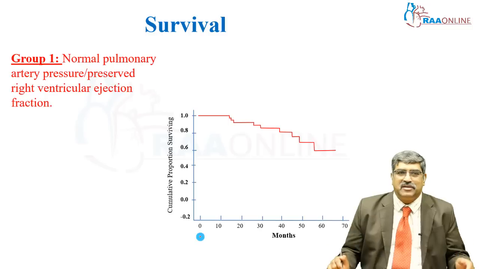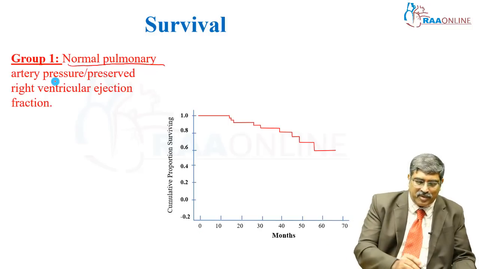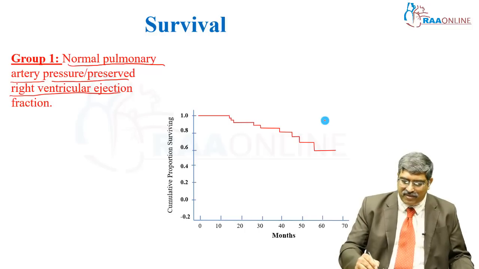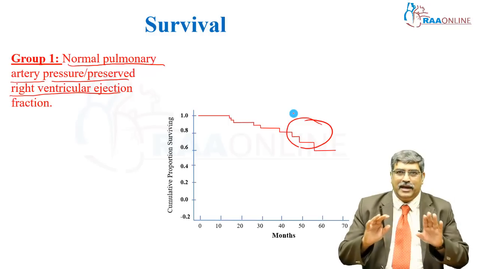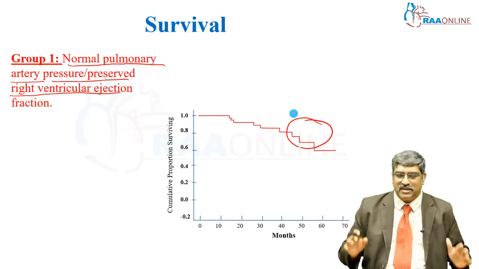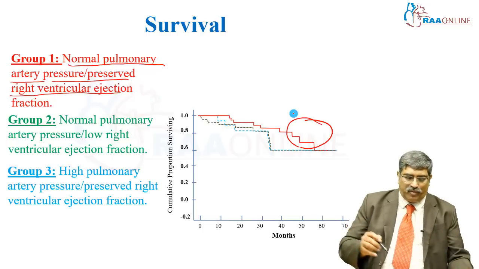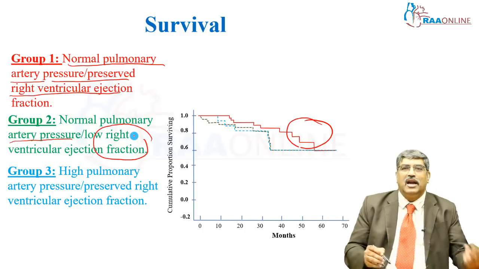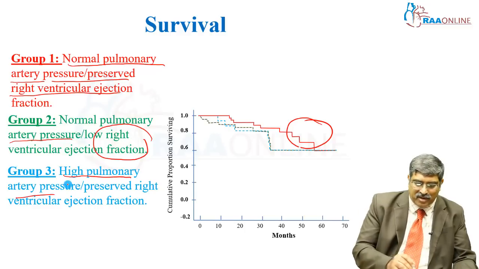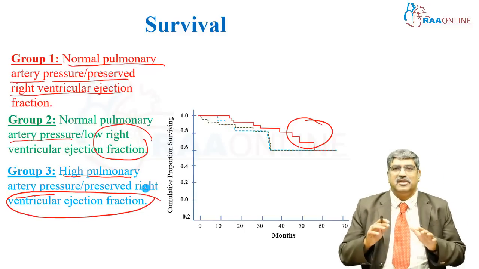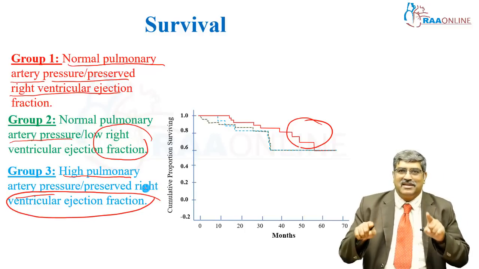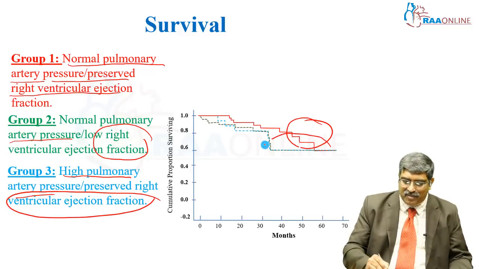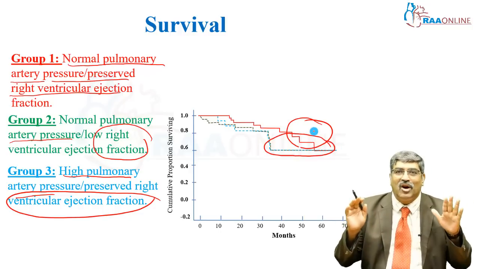Now coming to the survival of the patient with right ventricular dysfunction. There is a mild dysfunction, but your pulmonary artery pressure is normal and your right ventricular ejection fraction is normal. Here the survival at the end of 5 years is around 80% because both pulmonary artery pressure and ejection fraction are maintained. Another group where you have normal pulmonary artery pressure but the ejection fraction is low. In another group where you have high pulmonary artery pressure but right ventricular ejection is preserved. Here pulmonary artery pressure and ejection fraction compensate for each other. Still the survival will be around 60% at the end of 5 years.